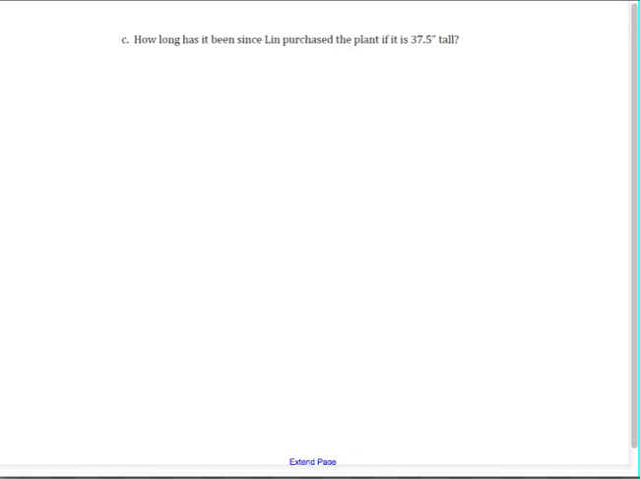Next one. This was the mistake that I pointed out in class. So if you haven't done so already, please change this. It's not 37.5 inches. This should be 37.5 centimeters because my entire problem is in centimeters. Therefore, it makes sense that I should have centimeters. Yes. Okay.